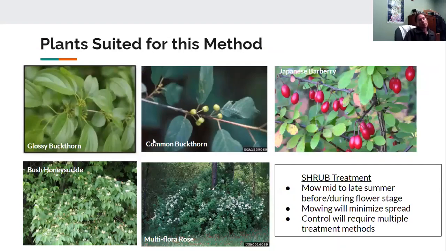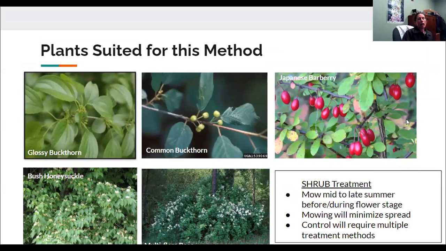So these are just some plants that might be suited for mowing, and these are all shrubs. So as I mentioned, it's best to mow these just before or just as they're starting to flower. And as I mentioned again, if you wish to be more effective at mowing, then you should use mowing with other treatment methods. Next slide.